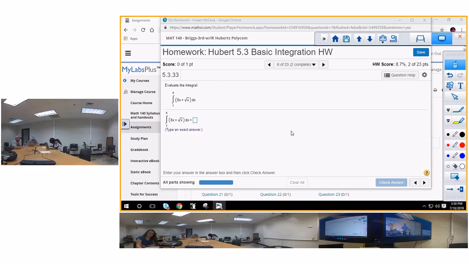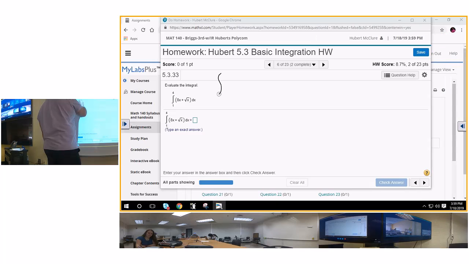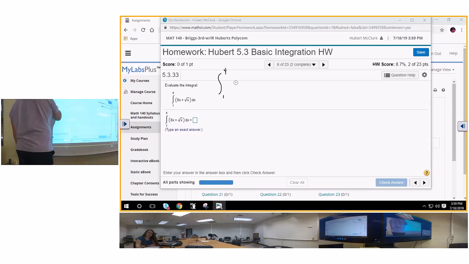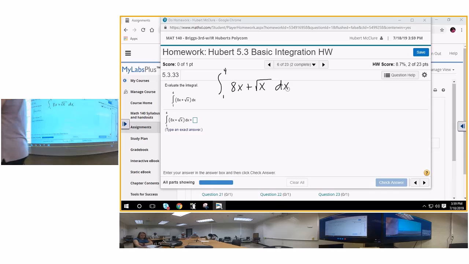This one says 4 to 1, 1 to 4, whatever you want to say, of 8x plus the square root of x. Antiderivative from 1 to 4 of 8x plus the square root of x dx. Give you a couple of minutes.